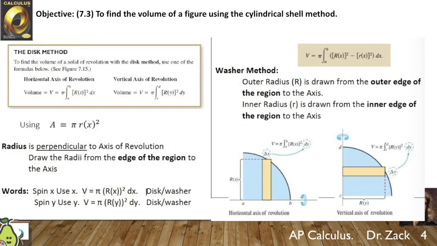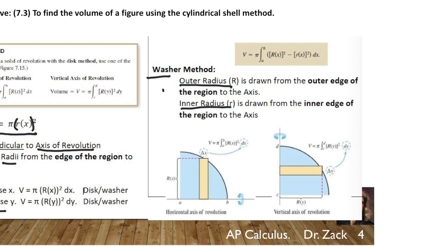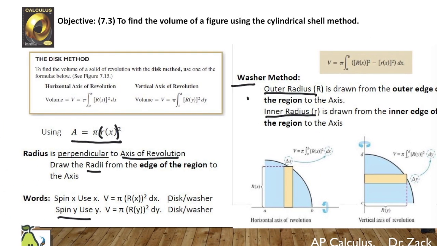If you choose to use the disk or washer method, you're going to use the formula for the area is pi r squared. You're going to draw the axis so that's perpendicular to the axis of revolution. Draw the radii from the edge of the region to the axis. In terms of words, spin x, use x. Spin y, use y. The washer method, you're going to need an outer radius as well as an inner radius, and you're going to draw the outer radius from the outer edge of the region to the axis, and the inner radius comes from the inner edge of the region to the axis as well.